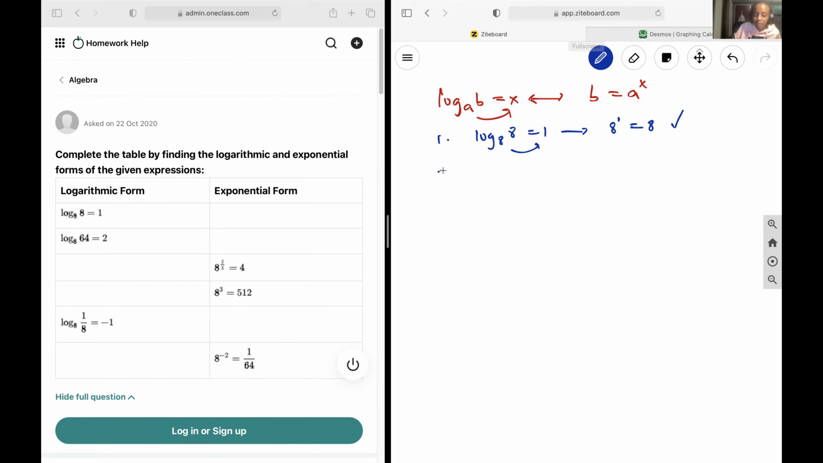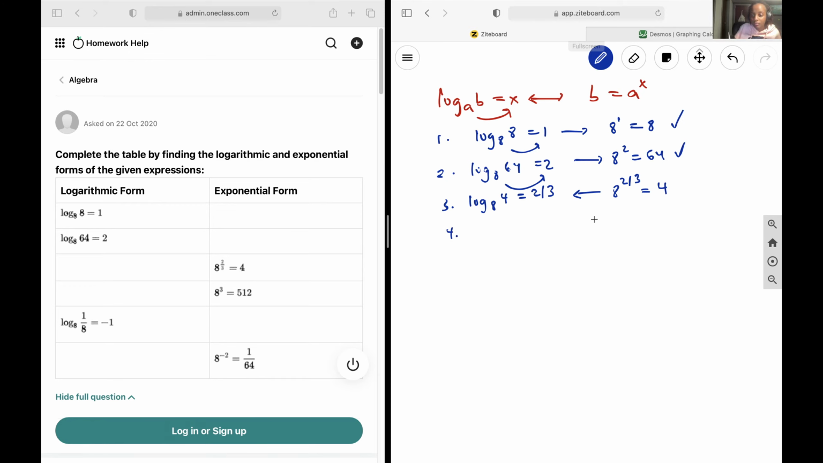This is true. Next up, log 8 of 64 is equal to 2. We're going to be going in the same direction. 8 sweeps in, and where's the 2? 8 squared is equal to 64. This is also true. Next up, we're going to be going in the opposite direction. 8 to the power of 2 over 3 is equal to 4. Now what that means is log 8 of 4 is equal to 2 over 3. That way, if you imagine it coming in and sweeping in, you get 8 to the power of 2 over 3 is equal to 4.